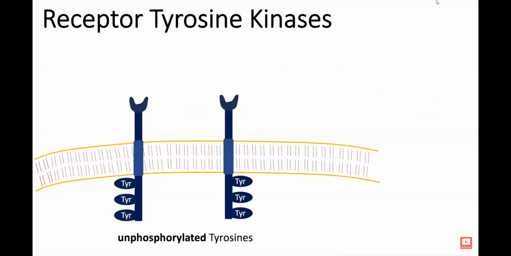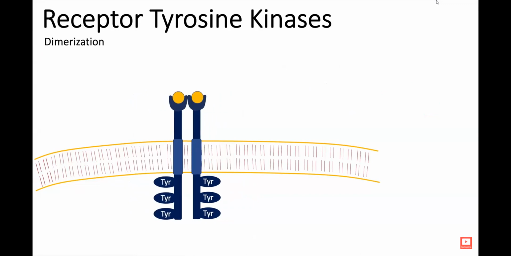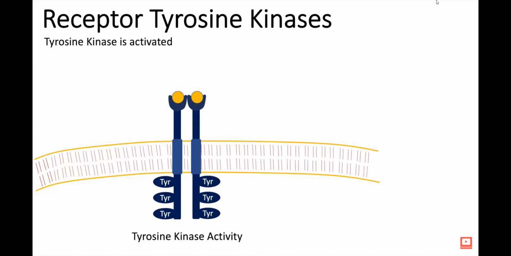Most receptor tyrosine kinases are available as monomers first. And in this state, the tyrosine residues are unphosphorylated. Now, once a ligand binds to the receptor site, and this occurs for both monomers, a process called dimerization takes place. So both monomers change their conformation and a dimer is formed. And this is important because one receptor is phosphorylating the other one. After dimer formation, our tyrosine kinase is activated.